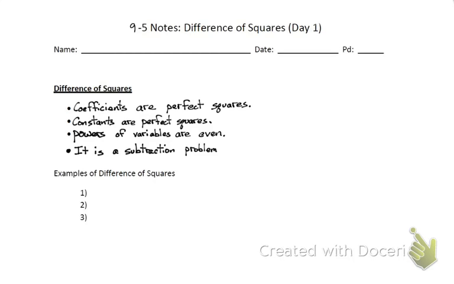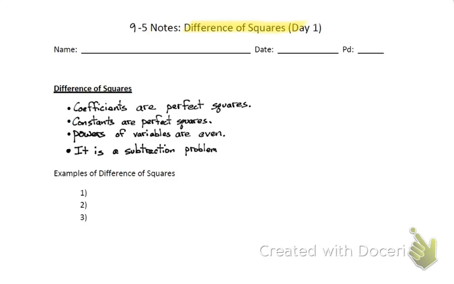This is the video lesson for 9-5. This is the first part of two parts, and today we will be dealing with difference of squares. So this is the video lesson for the difference of squares factoring. What you should do now is pause the video and get down the difference of squares rules I have there, or things you need to know about difference of squares. And then unpause and we'll talk about them.